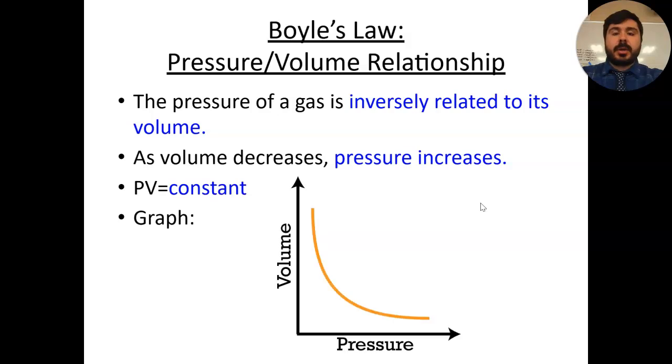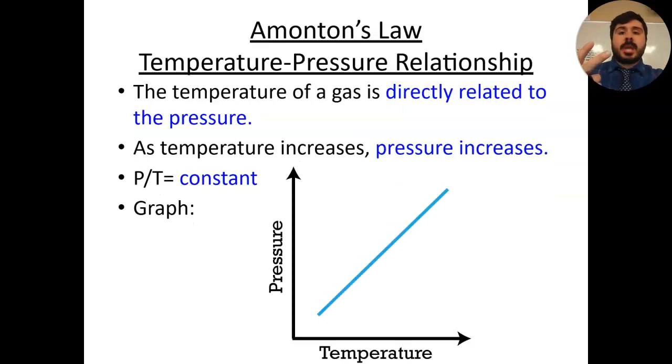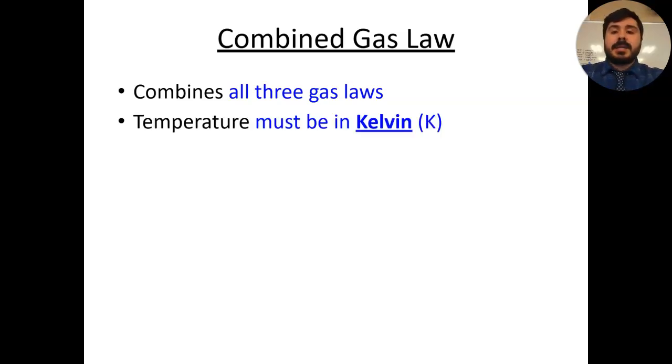Now, we can take all three of these laws. If I backtrack a little, we've got Boyle's law, which is pressure and volume, Charles' law, which is volume and temperature, and lastly Amontons' law, which is temperature and pressure. We can combine all three of these relationships to give what's called the combined gas law. It's called that because that's exactly what somebody did: they combined all three laws together.